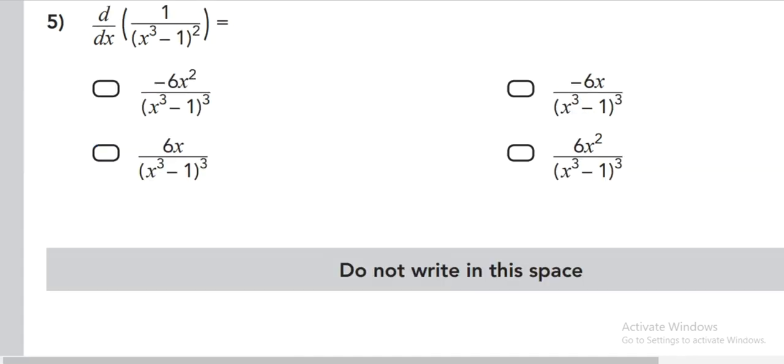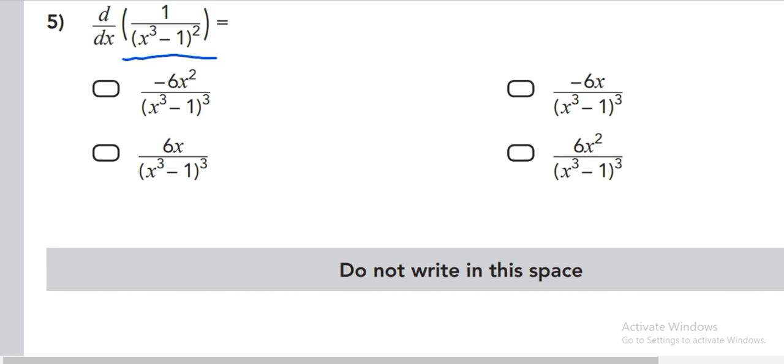Question 5. d by dx of 1 over (x to the power of 3 minus 1) all to the power of 2. Here we want to differentiate this expression, which is in the form of a division. First we will think about the quotient rule. But first we have to ask a question: can we change the form of this expression so we will not use the quotient rule, and use another method which is simpler? Sometimes we can change, other times no. If we can't change, we have to use the quotient rule. Otherwise, we'll change the form of the expression and use another method.